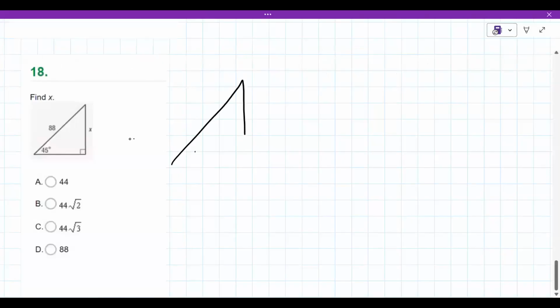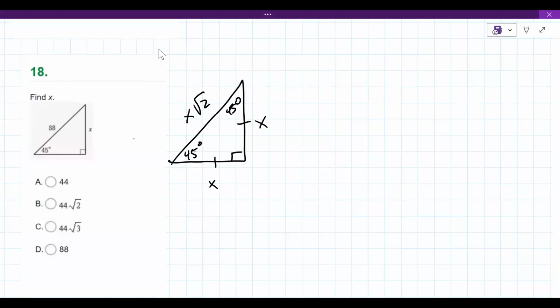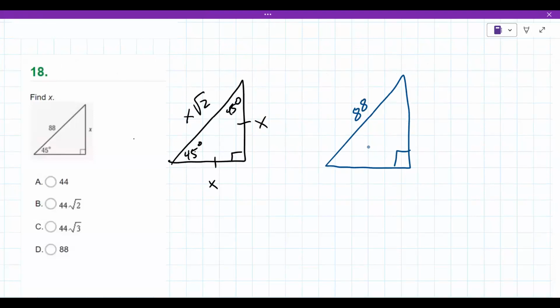All right. So again, I'm going to draw the reference triangle. The reference triangle can rotate. It doesn't have to be in any one orientation. The legs are the same, and the hypotenuse is x root 2. In your problem, they're giving you the hypotenuse. They're telling you the hypotenuse is 88 root 2. So notice that to go from the leg to the hypotenuse, you multiply by the square root of 2. So to go the other direction, you divide by the square root of 2.